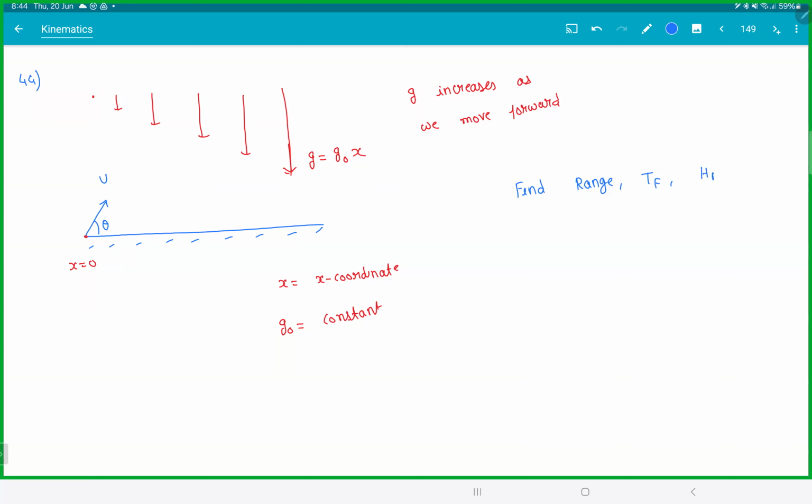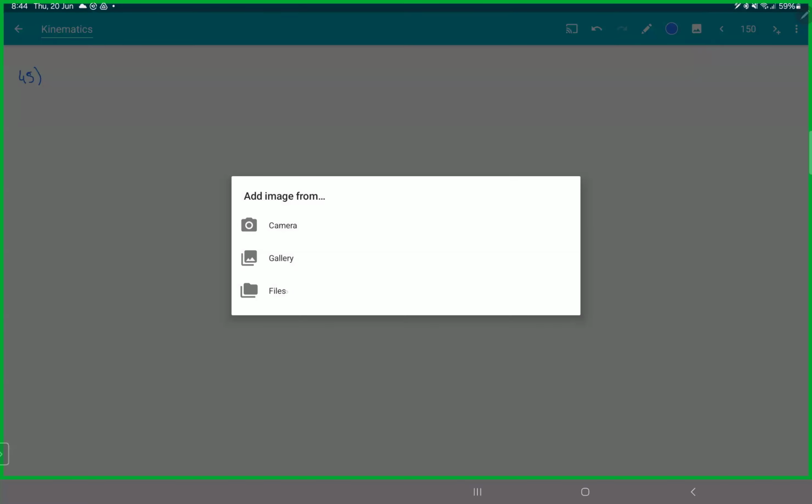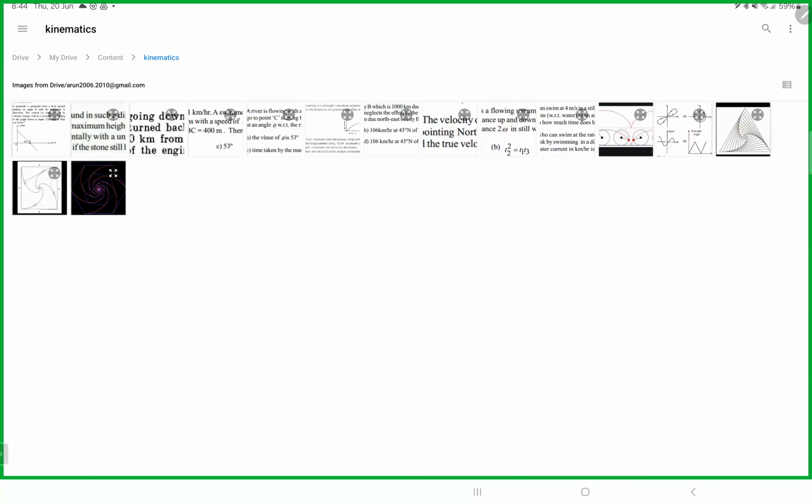Find range, time of flight, and H max. See however it works, right? But I hope the question was clear. The next one. So 44, 45 will be homework questions. Next class, when we meet, first thing we will be discussing them. So do give it a try and come.